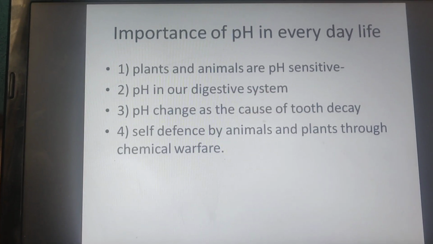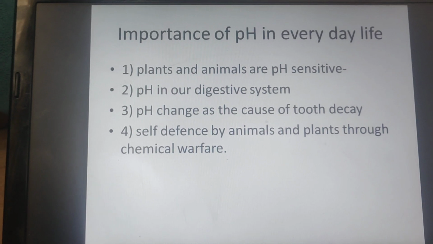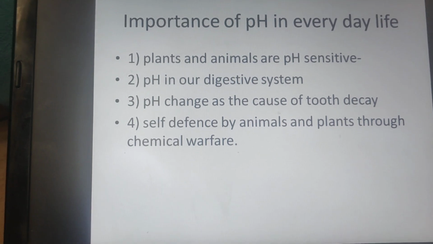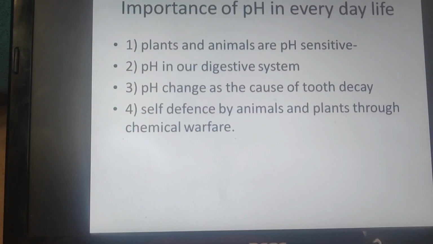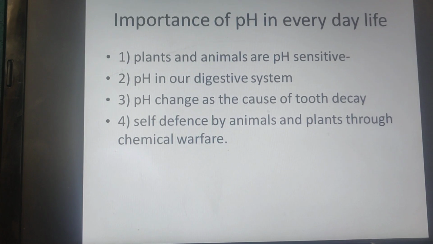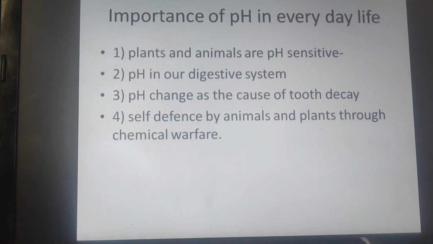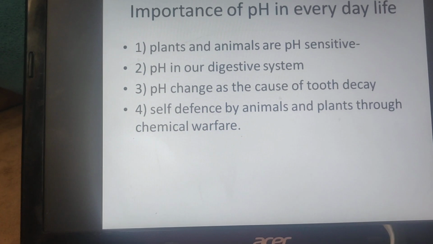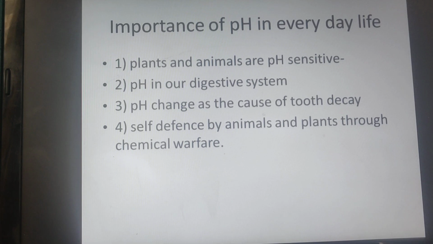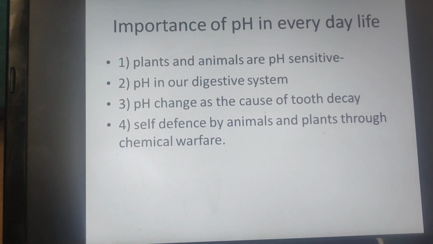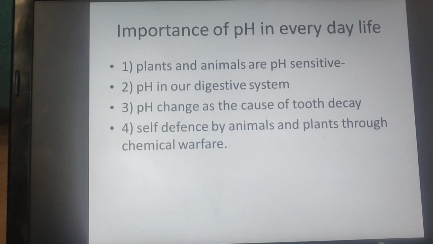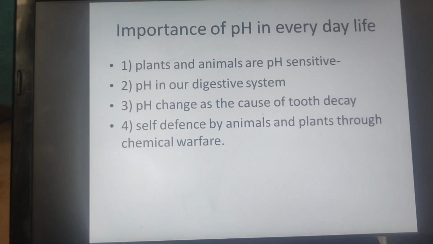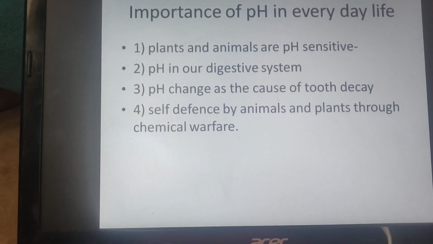Antacids neutralize the excess of acid. A person suffering from acidity is also advised to take milk, which is also alkaline. Children, milk of magnesia is magnesium hydroxide. It also neutralizes the excess of acid, and we get relief from the acidity. So pH works in our digestive system too. If we take sodium bicarbonate or milk of magnesia, these are the things which give relief from the acidity.